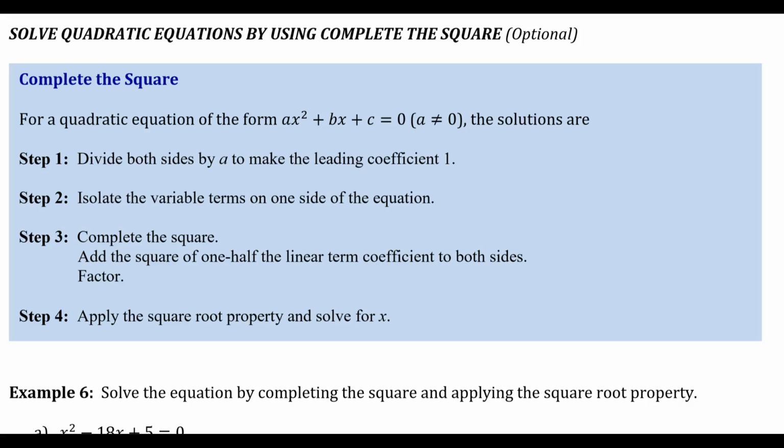We have already spoken of two types of solving quadratic equations. One of them was the zero factor property, and the other one was the square root property. Zero factor property, remember we had each factor equal to 0, and the square root property, we took the square root of both sides. A third option for solving quadratic equations is completely optional to you.